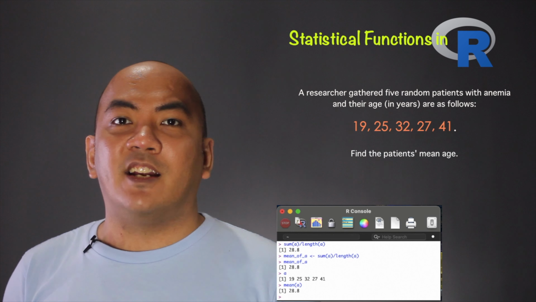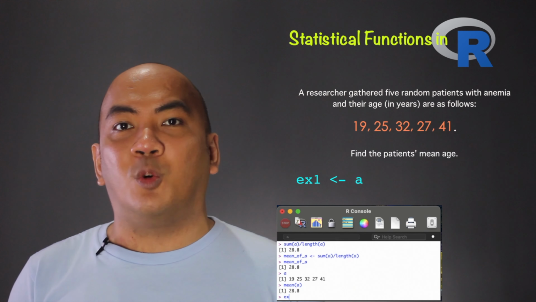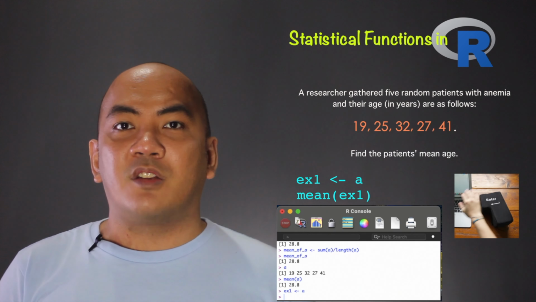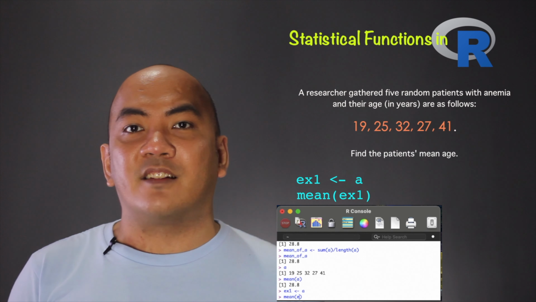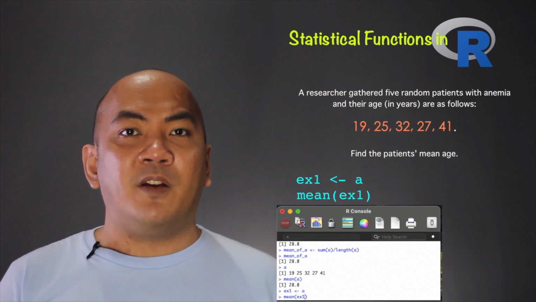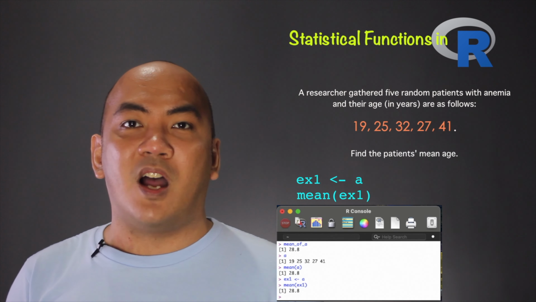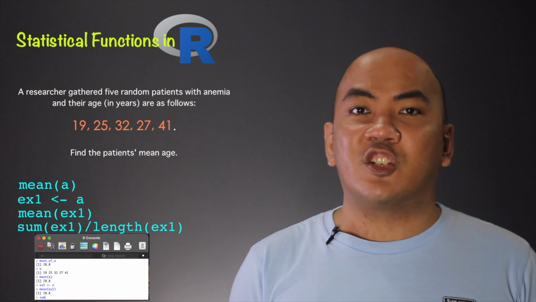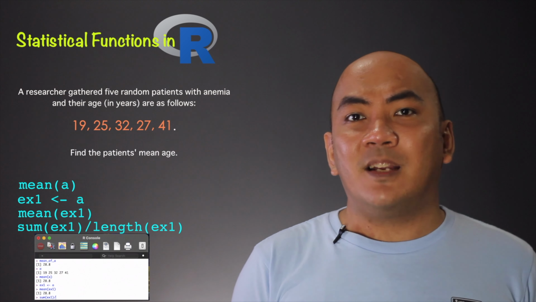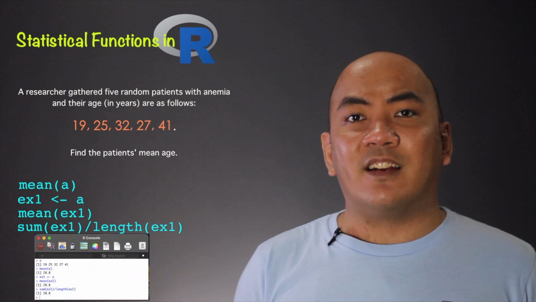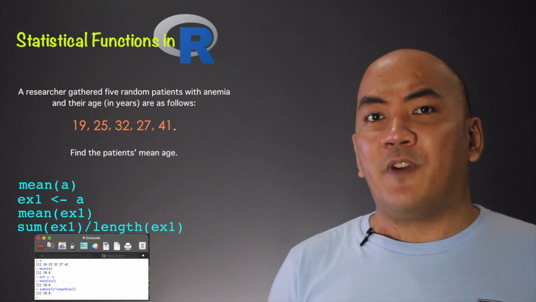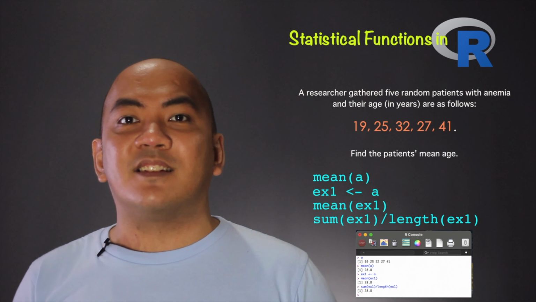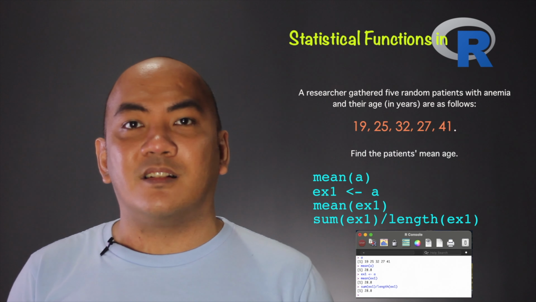In case we may assign another object, let's say EX1, to be another object but has the same values as in object A. So trying mean, parenthesis, EX1, gives us the mean of the values in the object EX1. So you don't actually have to type sum EX1 slash length EX1 to get simply the mean of the values in EX1 because mean is a built-in function in R. So the mean age of the patients with anemia in this case is 28.8 years.